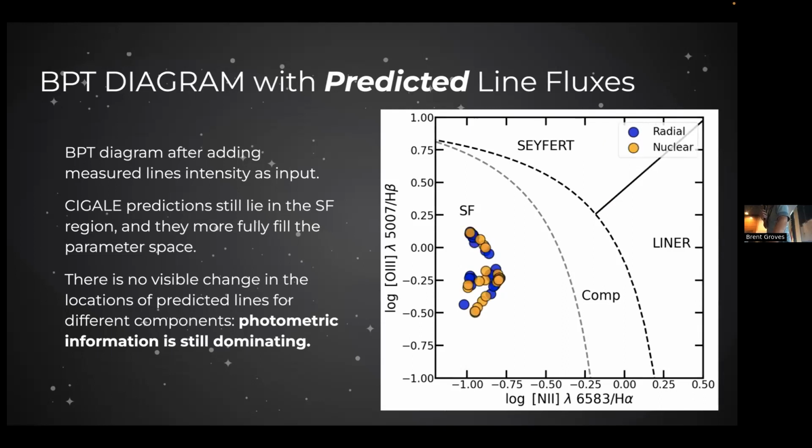As we look at the difference between the 3 components, we actually see them populate in the same region. We were not expecting that. We were thinking that different components would have populated slightly different regions of this diagram, but we must keep in mind that we're still using just 4 lines compared to 23 filters. So the photometric information is still the dominant one.